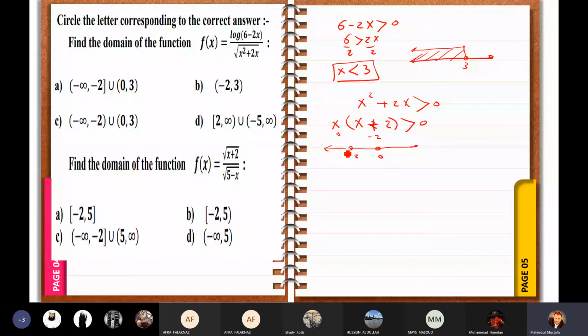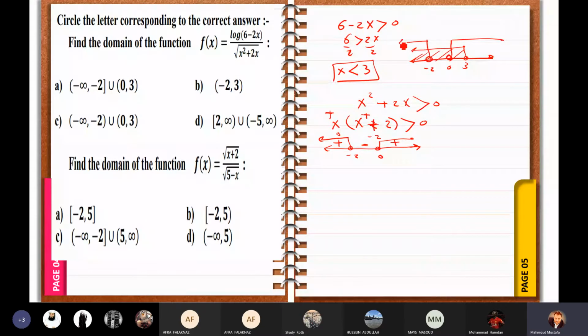Greater than 0, like 5: this one positive, 5 plus 2 is positive, positive multiplied by positive is a positive. We need greater than 0, so we have 2 intervals here: less than negative 2 or greater than 0. Can we put them together? Yes. Negative 2 and 0, 0, of course, will be here.